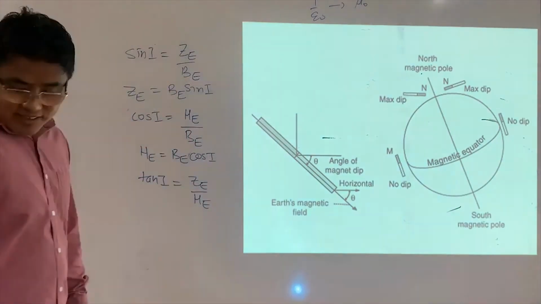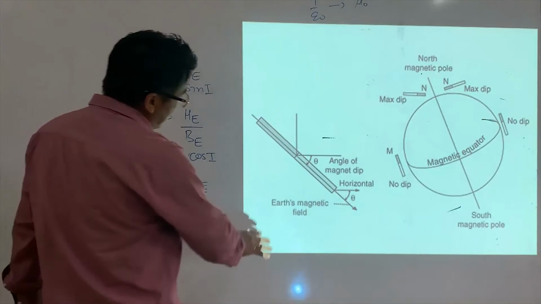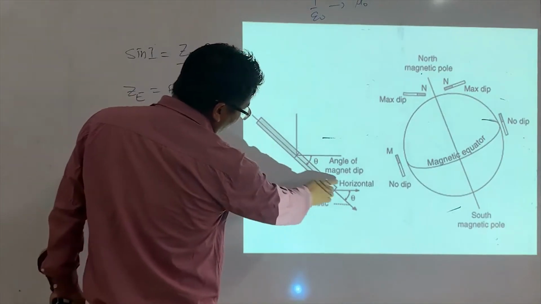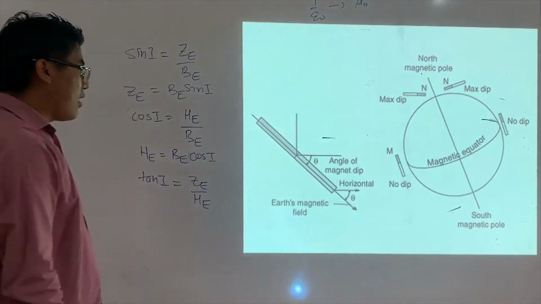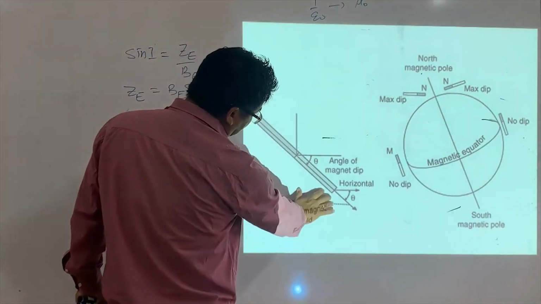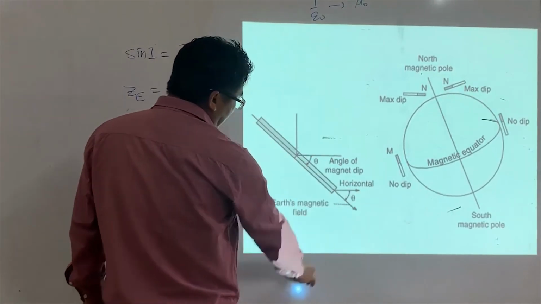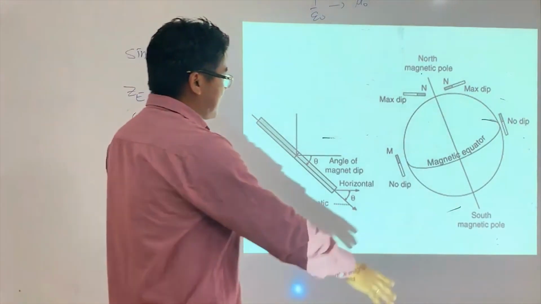Yes, this is a very interesting diagram. This is horizontal. This is the total earth's magnetic field. This angle is called the angle of dip. This is the dip angle. This is the total earth's magnetic field, this is the horizontal earth's magnetic field, and this is the angle of dip.